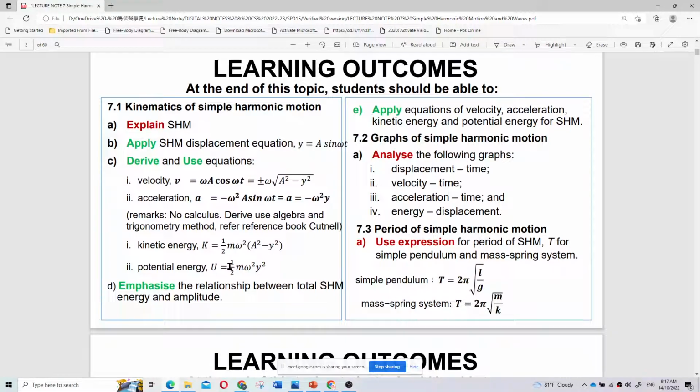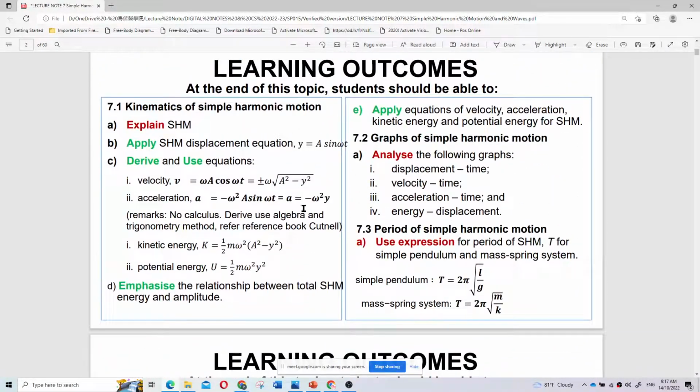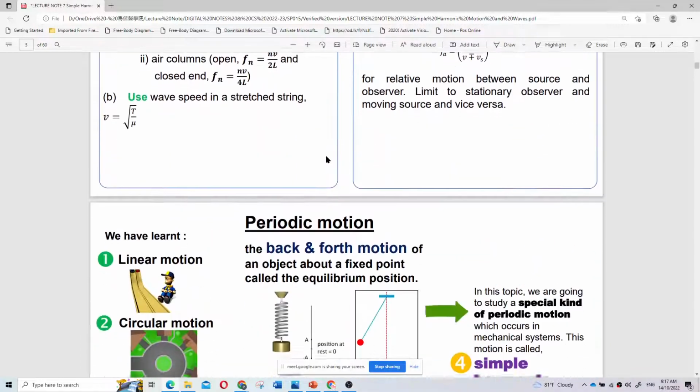So these are the learning outcomes that you need to know. Pay attention here. You need to know how to derive the equation for velocity, acceleration, kinetic energy, and potential energy, and so on. So I will teach you how to derive.